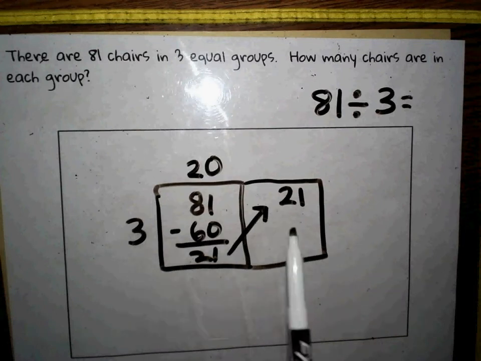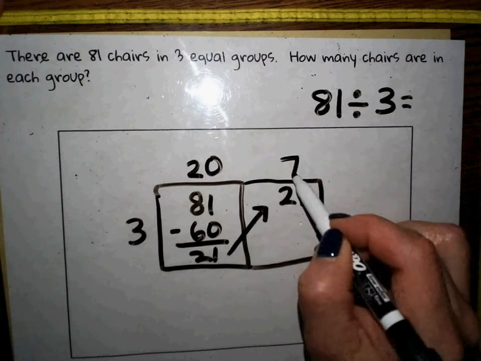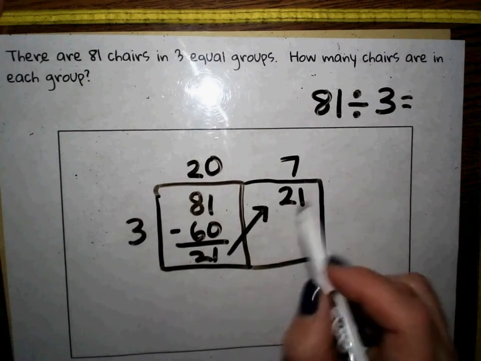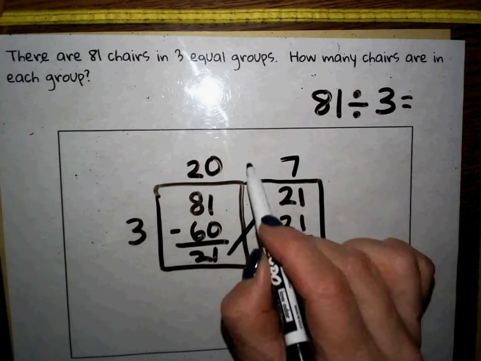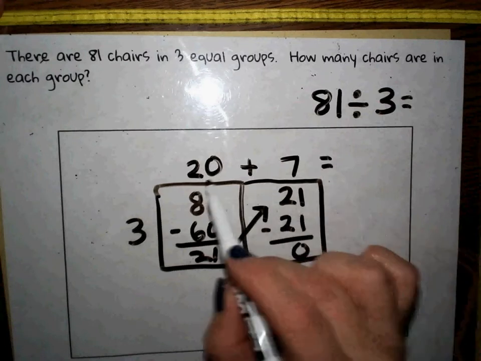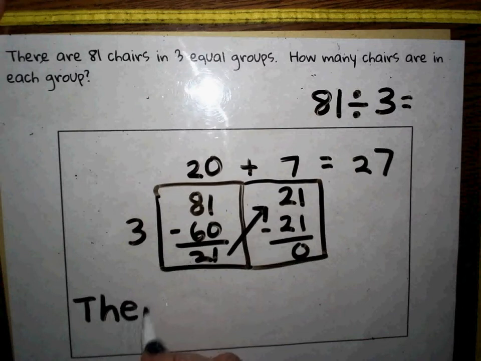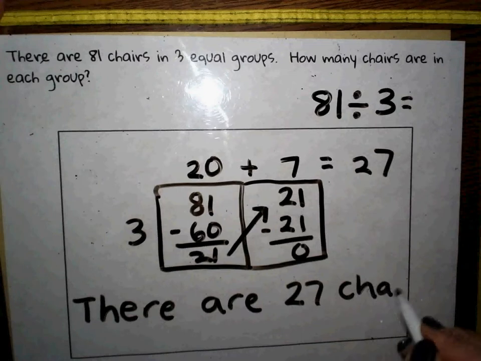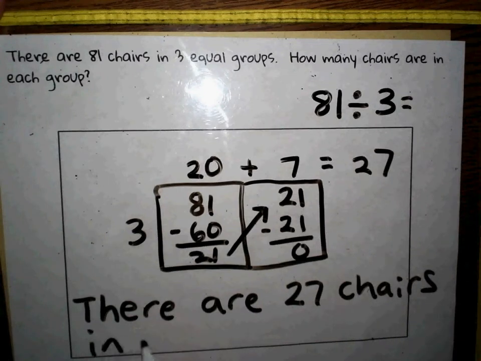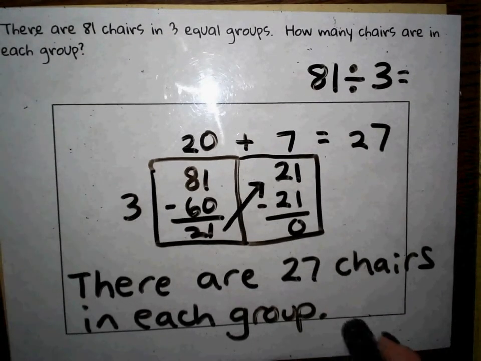Now how many groups of 3 can I make from 21? And I know my basic fact, 3 times 7 is 21, so 7 times 3 is 21, and 21 minus 21 is 0. So if I add together my partial quotients, 20 plus 7 is 27. So to answer the question, there are 27 chairs in each group. All right, so that's one example with a word problem.